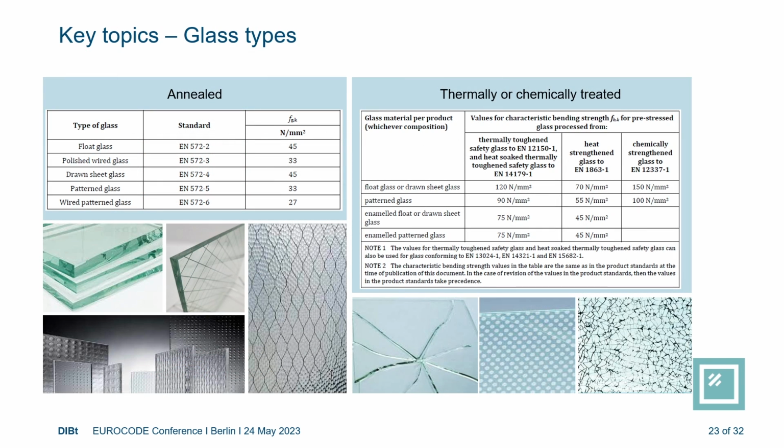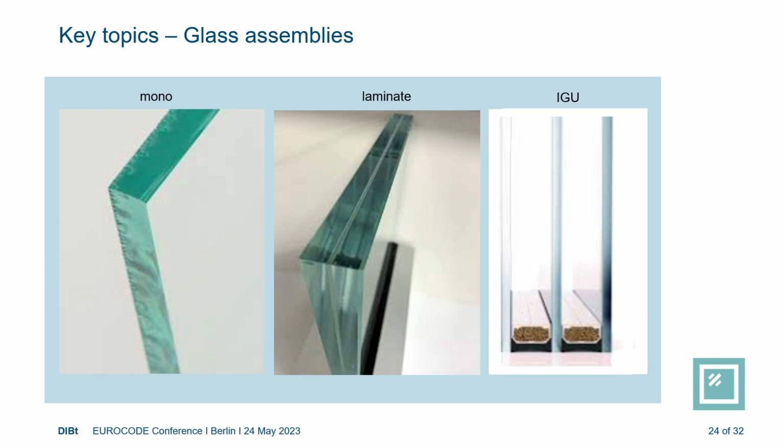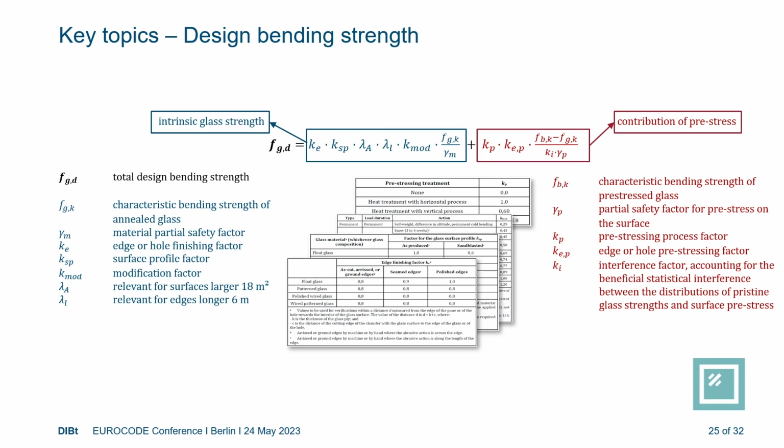The key topics are glass types. We are dealing with annealed glass, all types of annealed, and all types of thermally or chemically treated, ranging from thermally toughened over heat strengthened to chemically strengthened, and that is rather unique. Key topics are glass assembly: mono, laminate, IGUs, as I said. Design bending strengths, I dropped already some words on this.